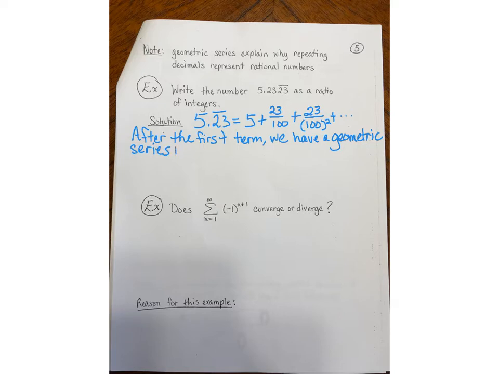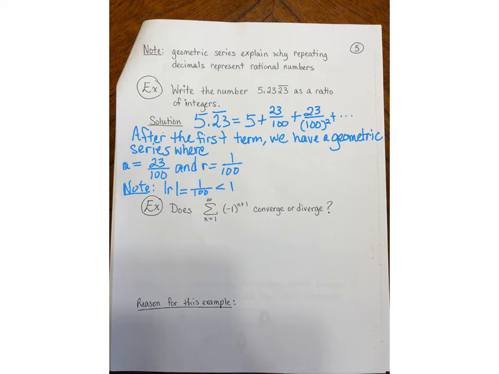Where our A is equal to 23 over 100 and R is equal to 1 over 100. So notice that we didn't pay attention to the first term. So one other thing to note is that the absolute value of R is equal to 1 over 100, which is less than 1. So in fact, we know this series is going to converge.